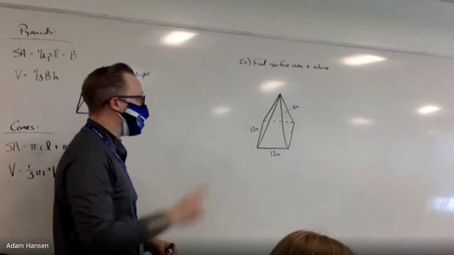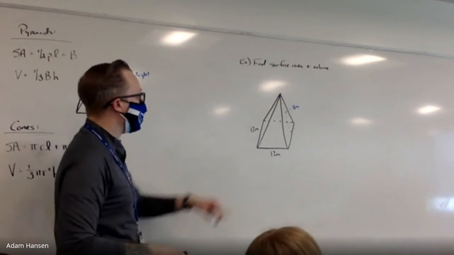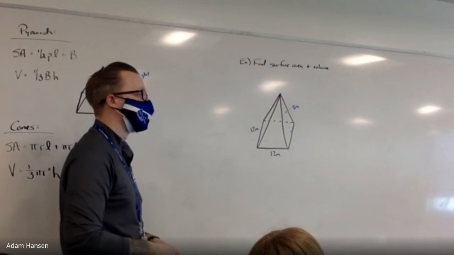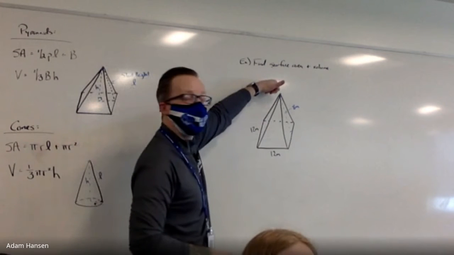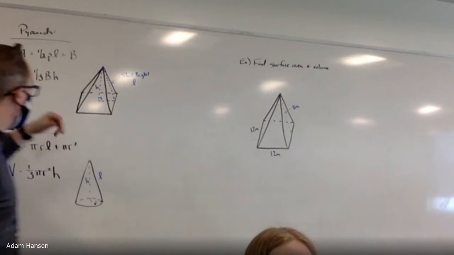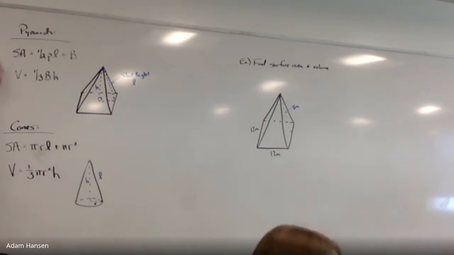Rather than a prism where the sides are rectangular, for a pyramid the sides are all one shape: triangles, and they meet at the top vertex at the top of the figure. On your formula sheet, and here to the left, I have the formulas for surface area and volume of a pyramid.